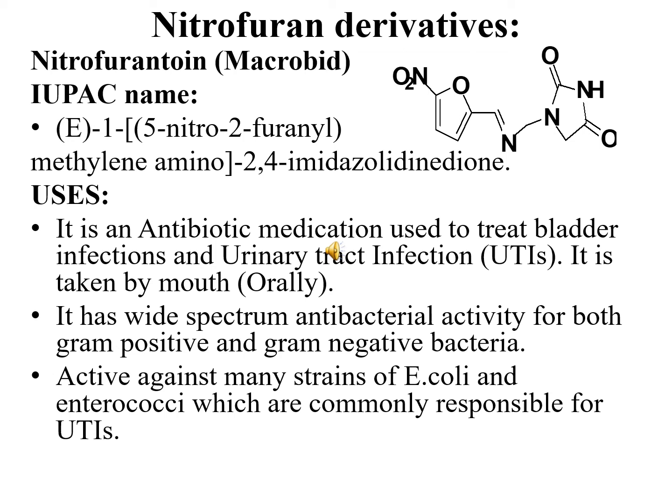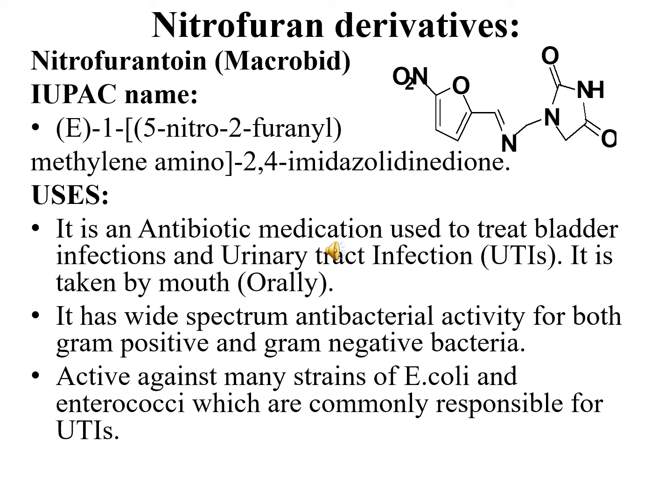So E1, the numbering starts from the nitrogen present in the other ring. 5-nitro, 2-furanyl. As we give number 1 to the oxygen, then number 2, 3, 4 and 5, the nitro group comes at the 5th position. So 5-nitro, 2-furanyl. The "yl" word comes with substitution.